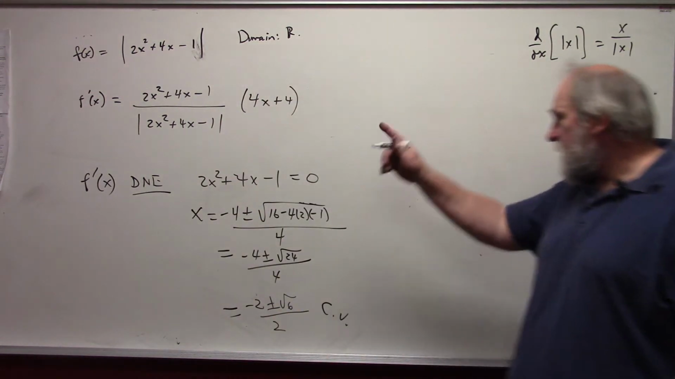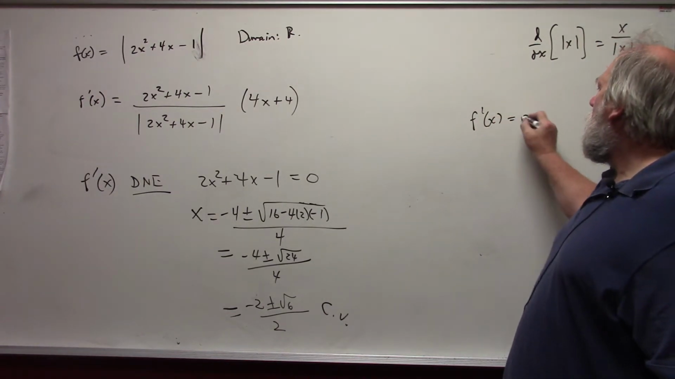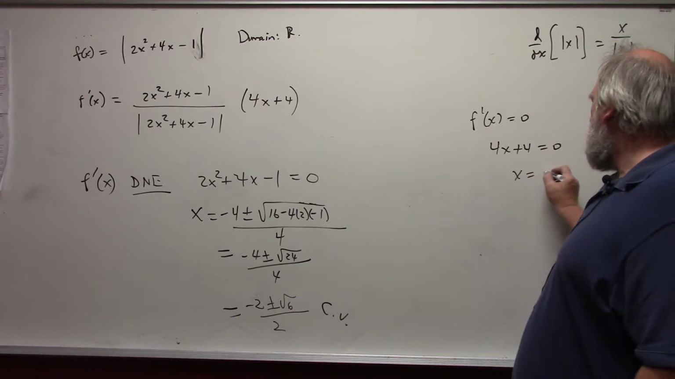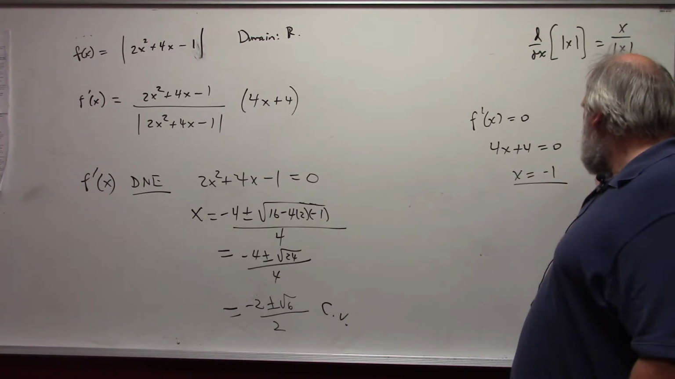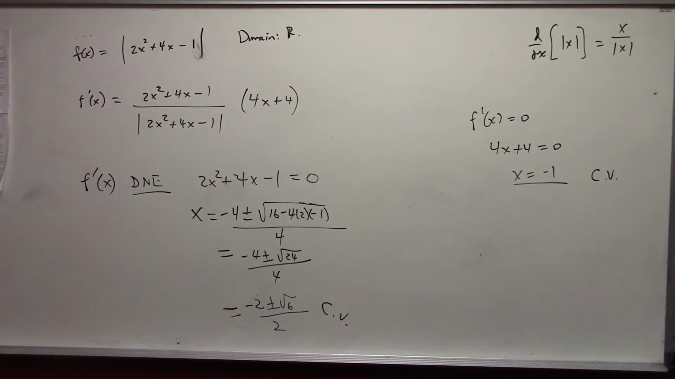And so the only way this derivative can be 0 would be when 4x plus 4 was equal to 0, which means x is equal to negative 1. So this is also a critical value. So in this situation, I have 3 critical values.